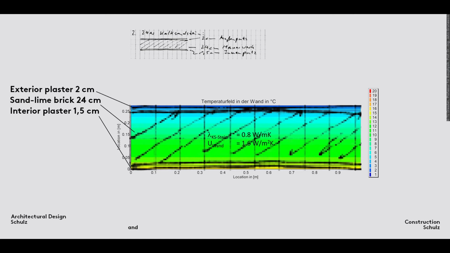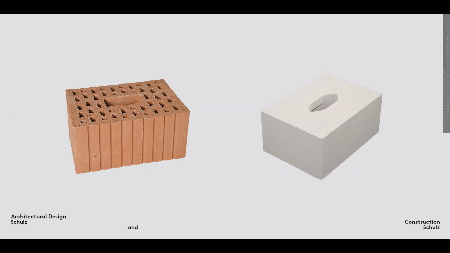Just like the difference between a thick and a thin winter coat, the U value depends on the thickness of the layer of material. 24 cm is only half as thick as a 49 cm thick wall. The U value also depends on the heat conductivity of the building material used. Here you can see a vertically perforated block and a sand lime brick with the same dimensions. The vertically perforated block has a lower and therefore a better U value than the sand lime brick because it is a poorer conductor of heat.